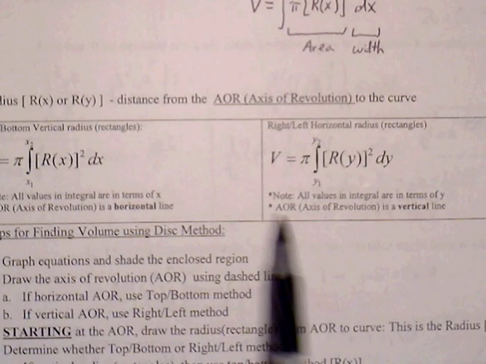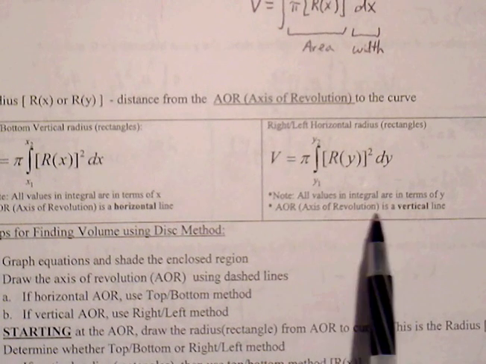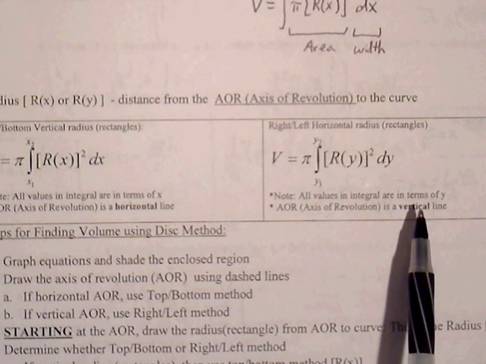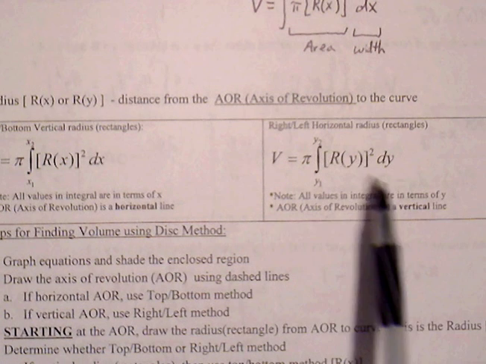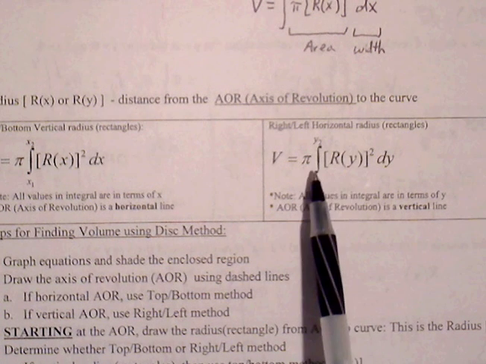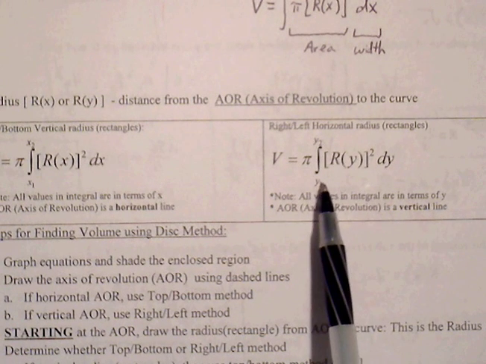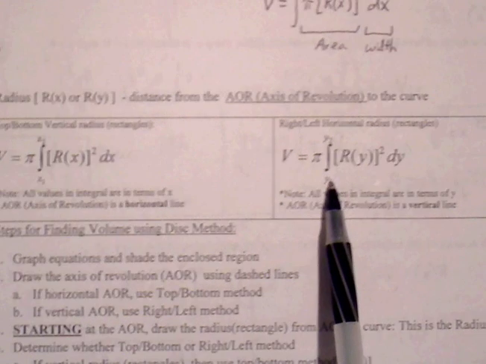However, if we're rotating about a vertical axis of revolution, a vertical line, then we're going to have horizontal rectangles. If we have horizontal rectangles, then everything is in terms of y. It'll be right minus left, and our bounds will be in terms of y as well.